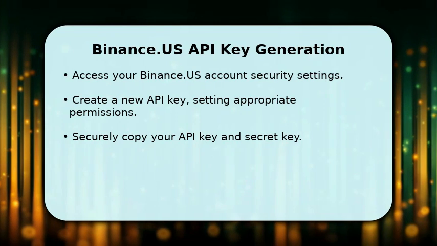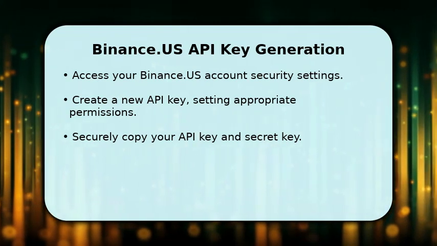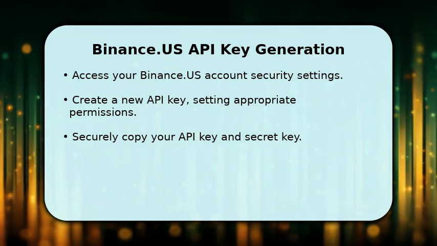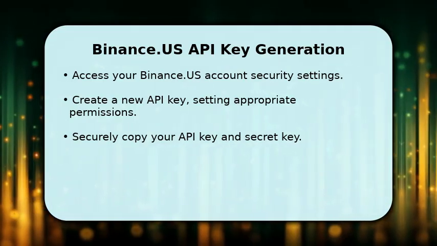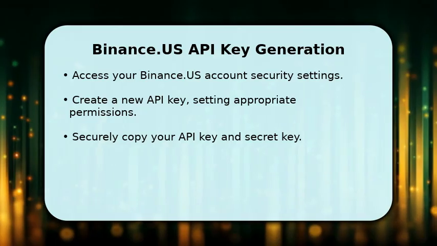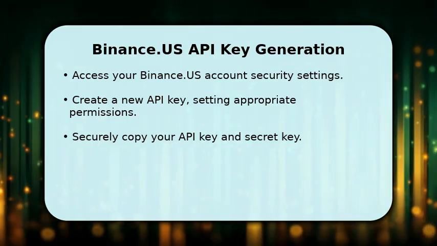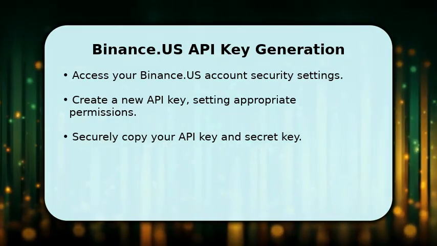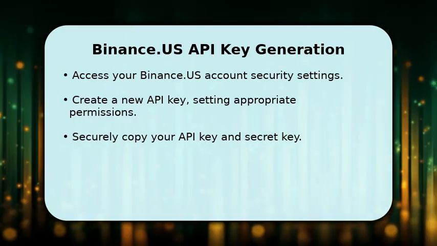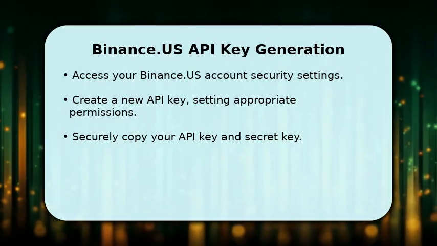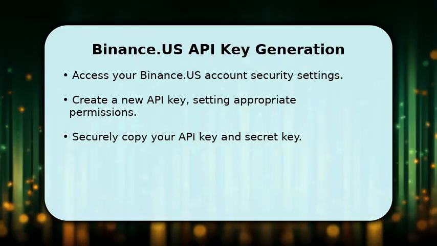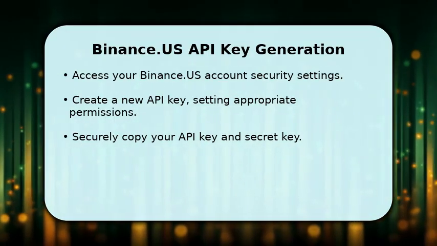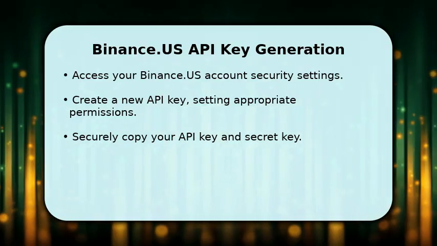Now, let's generate those crucial API keys on Binance US. Log into your account and navigate to the API Management section under Security Settings. Click Create New API and label it clearly, perhaps TradingView. Remember to set the permissions carefully, typically allowing only read info and enable spot and margin trading if you plan to trade. Copy both the API key and secret key immediately, as the secret key is shown only once.